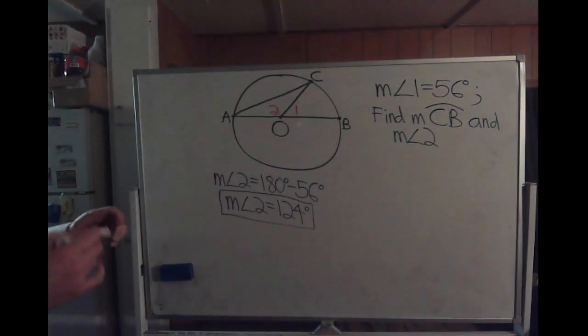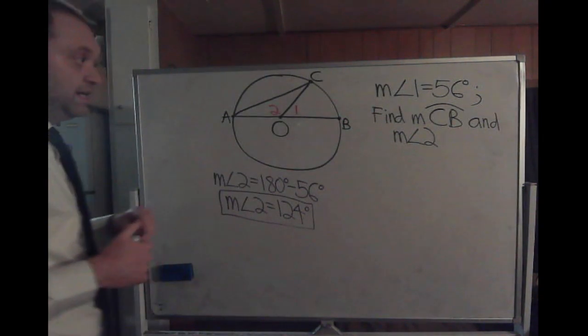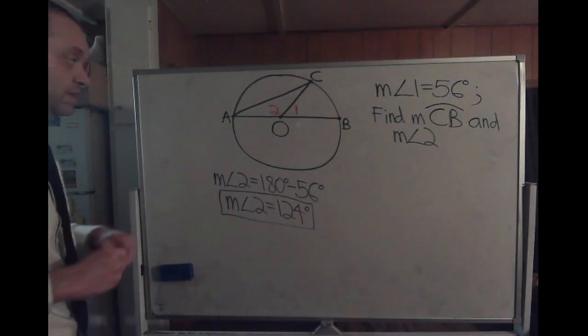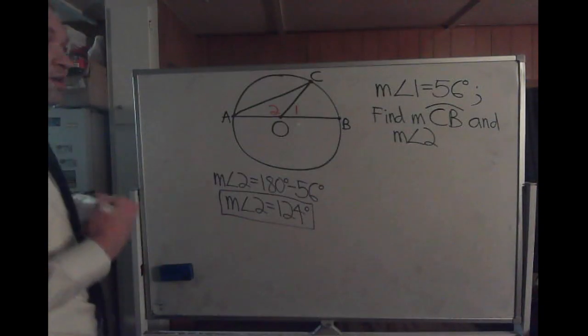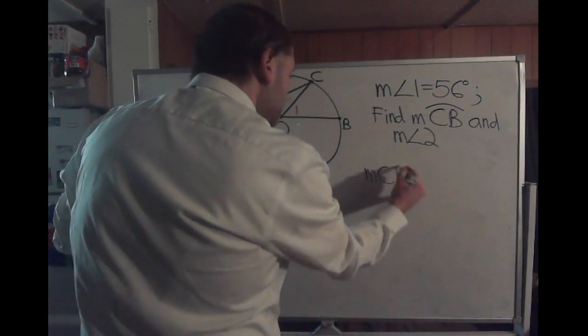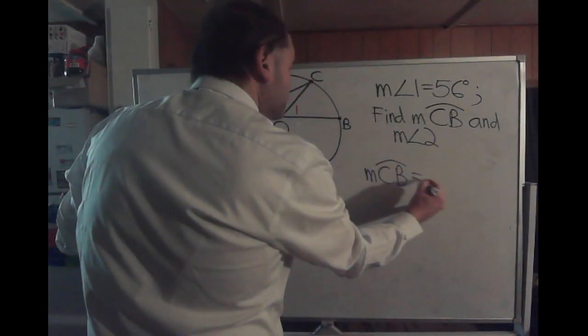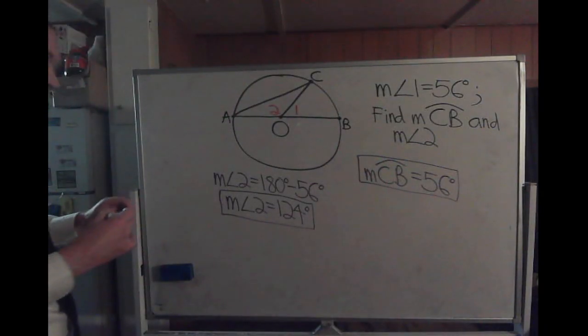Easy enough. And then actually the measure of arc CB is also easy because it's the central angle it's attached to, angle 1 is going to be congruent to that arc. So that means the measure of minor arc CB would have to be 56 degrees since it's attached to central angle 1. So that wasn't too terrible.